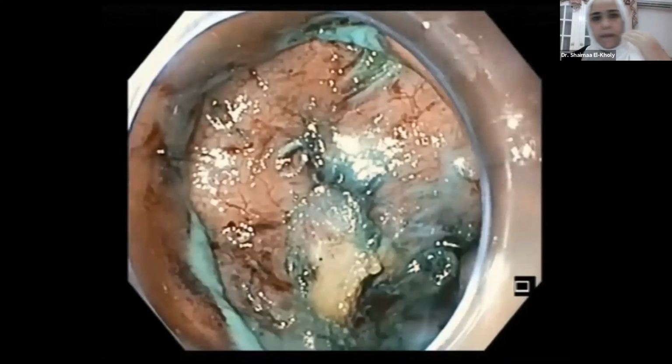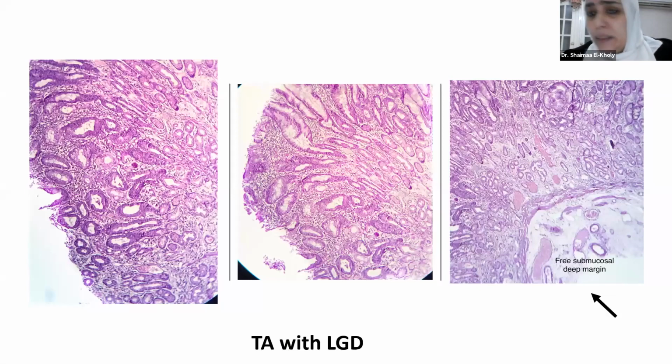And here is the lesion. The lesion was shown to be completely benign. It's a tubular adenoma with low-grade dysplasia. And of course, it has a free margin.